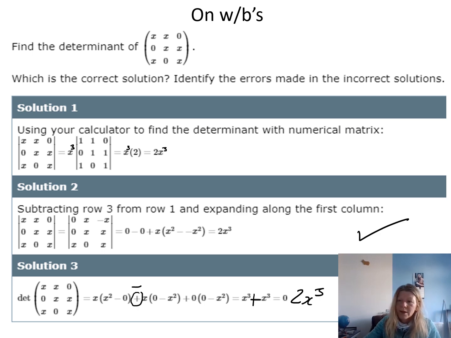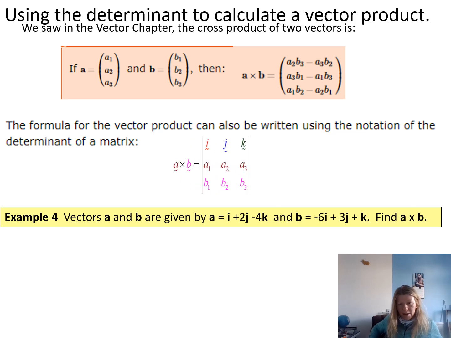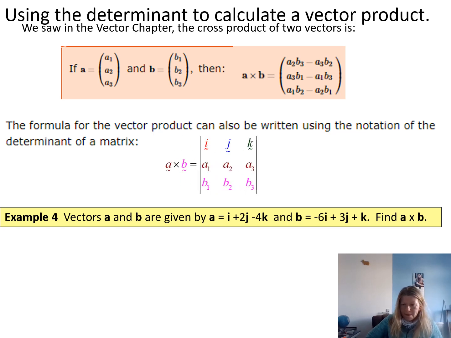Right, okay. That's the last bit now. Using the determinant to calculate the vector product. We did that, didn't we? We've done vectors. There's a new vector song on my website if you want to do i, j and k. You'll see it on the video anyway. But anyway, in the vector chapter we did the cross product of two vectors with that formula, or you could have set them out as a determinant of that.